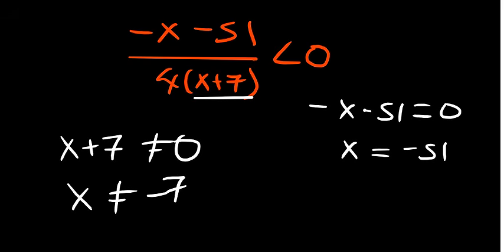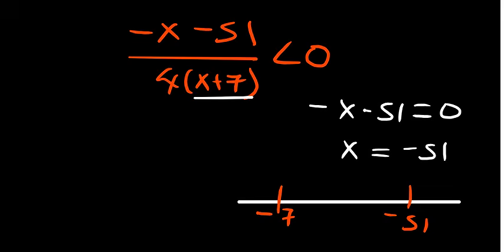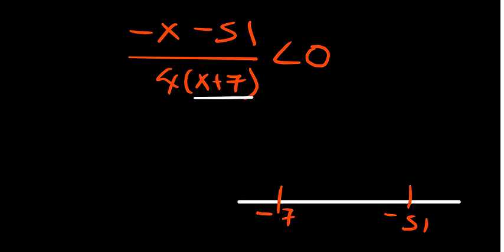So let's come up with our number line now. For our number line, we are looking at negative 7 and what? And negative 51. These are the two possible values. These are the values that are going to help us determine the possible values of x to define the condition that we have. So between negative 7 and minus 51, what value can we get?